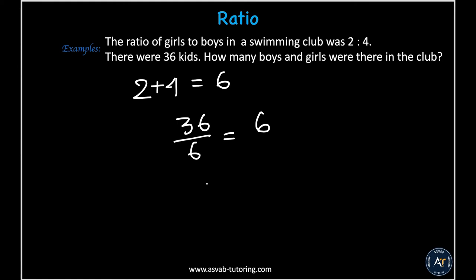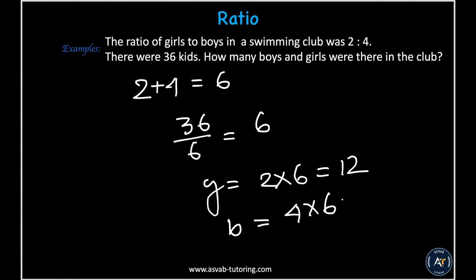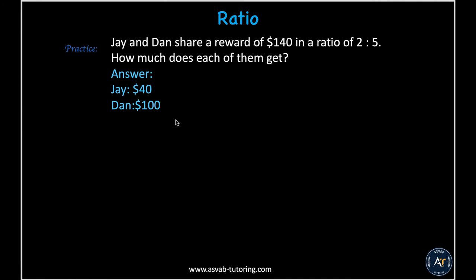Now we need to multiply these 2 ratios with this 6. So girl equal to 2×6=12. And then boy equal to 4×6=24. Now if we add them together, you will get 36. All right, so let's do another practice problem and you try to do by yourself and check with my answer. So here is the problem. So you try by yourself and see that you could get the same thing I get.